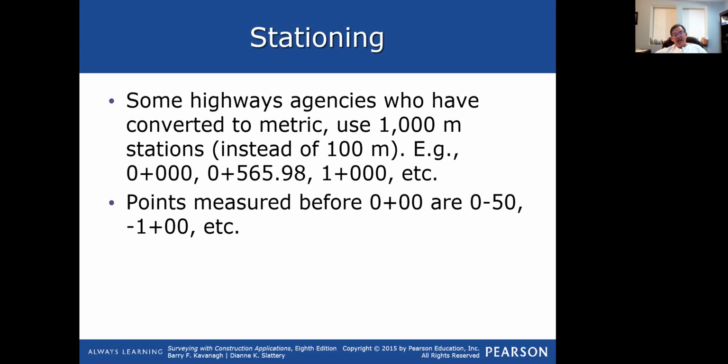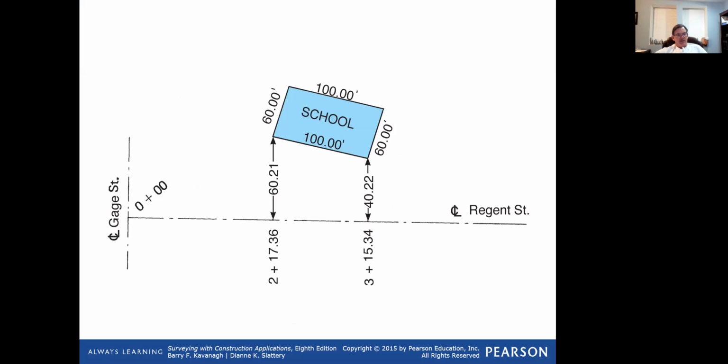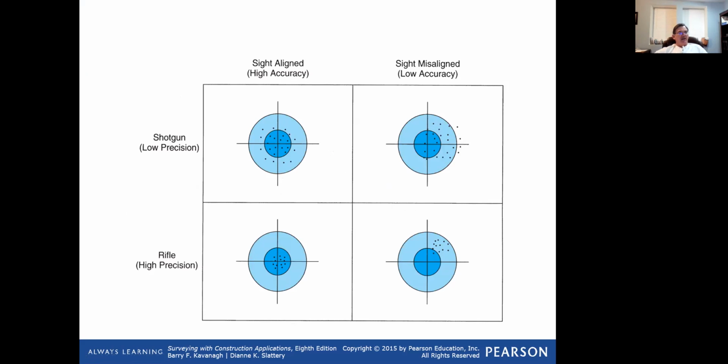but everything is laid out for a road based on the stationing. And here's something that would have a station down to 2+17.36, and this is called the offset. How far off that station is whatever it is you're trying to identify. And we'll deal more with that later.